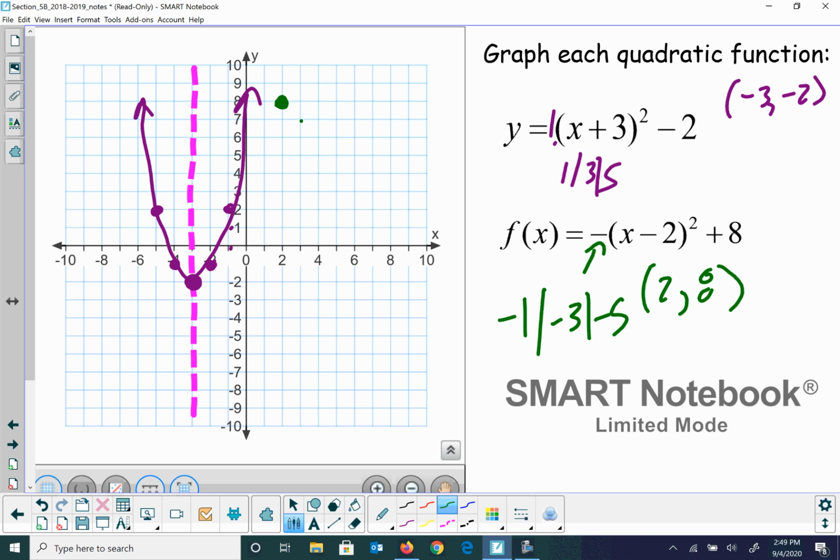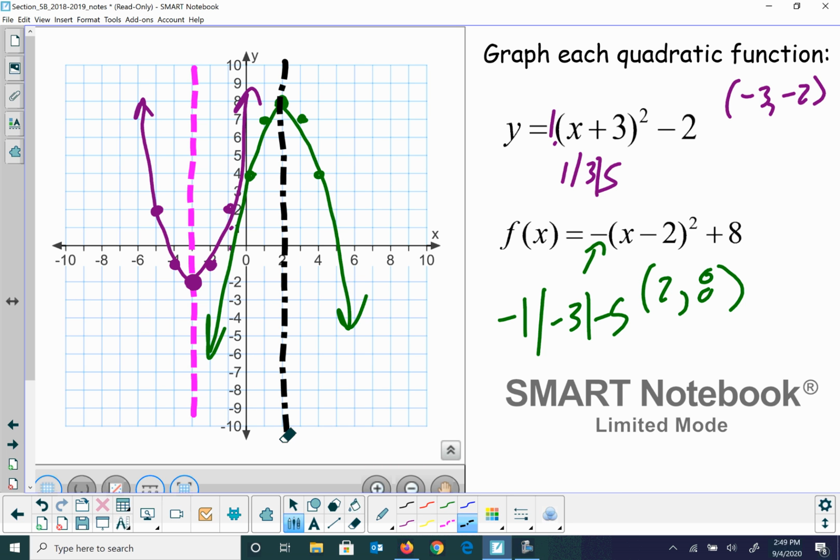So I'm going to go right 1, down 1, left 1, down 1, right 1, down 3, left 1, down 3. And again, we found enough points. We defined the y-intercept. And again, if we want to put my axis of symmetry in there, that's the line I could fold it over on top of itself. It's symmetric about it.